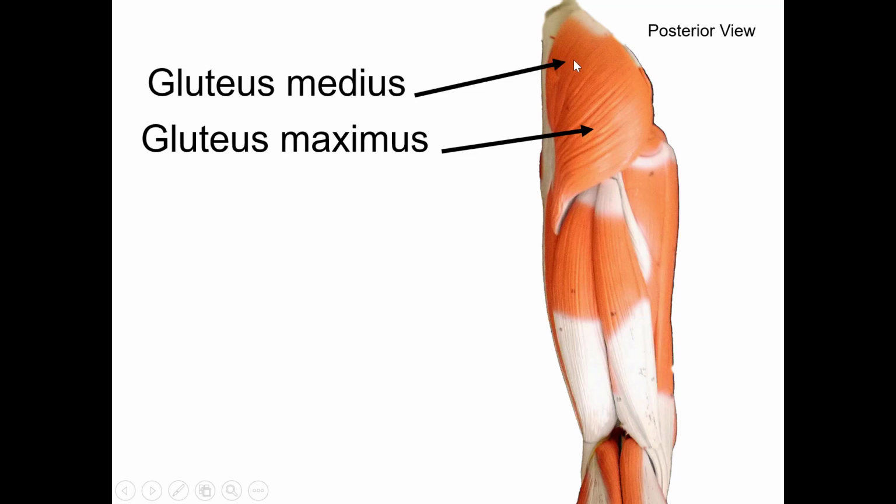Just above it and slightly deep to it is the gluteus medius, the middle-sized buttocks muscle. When this muscle contracts, it will medially rotate the thigh and abduct the thigh.